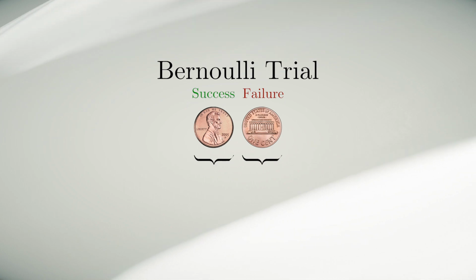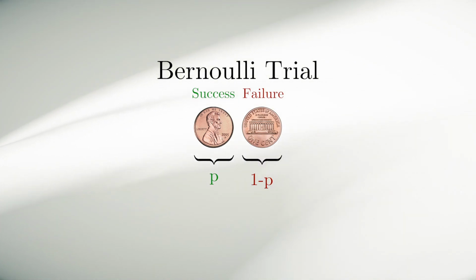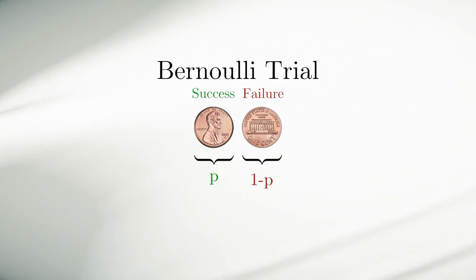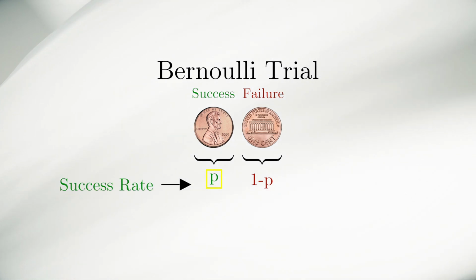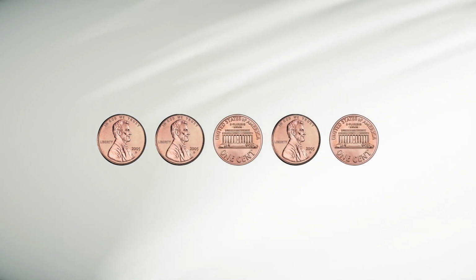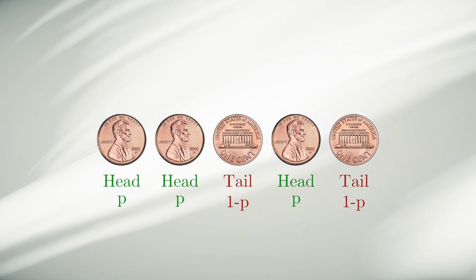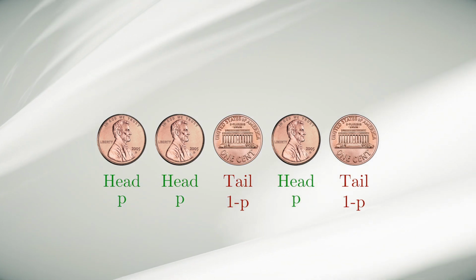If the probability of success is p, then the probability of failure must be 1 minus p, so that the sum of both probabilities would be 1. The probability of success p is also called the success rate. If the experiment is repeated again, the success rate p remains the same. Thus, if such an experiment is repeated, we get a sequence of independent, repeated Bernoulli trials.